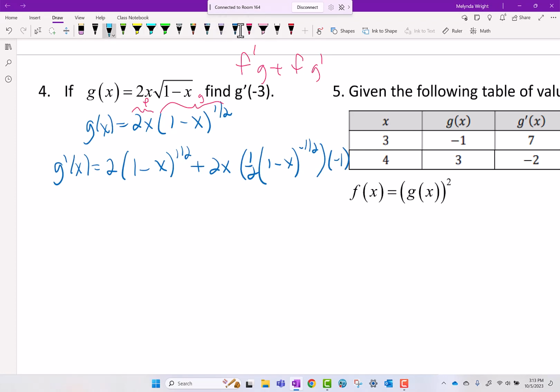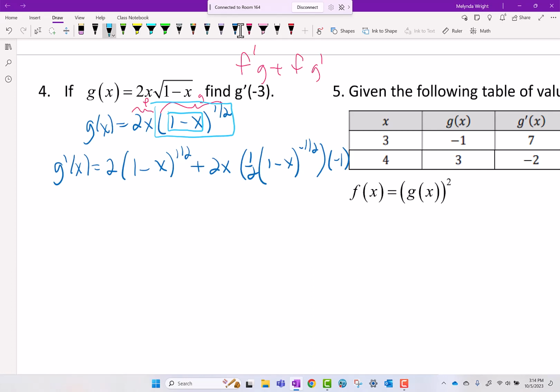So let me encase this so we see that this is a chain rule. The outside is the 1/2, bring the 1/2 down, copy paste the inside, subtract 1, get negative 1/2. The derivative times the derivative of the inside, the derivative of 1 minus x is negative 1. Okay. So now what they want us to do is find g prime of negative 3.